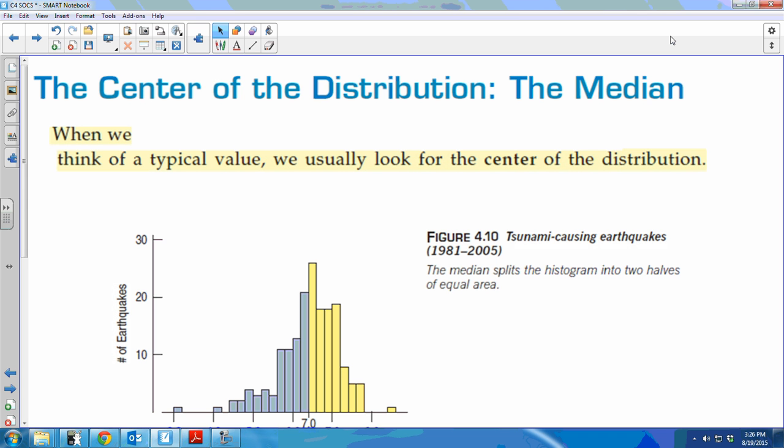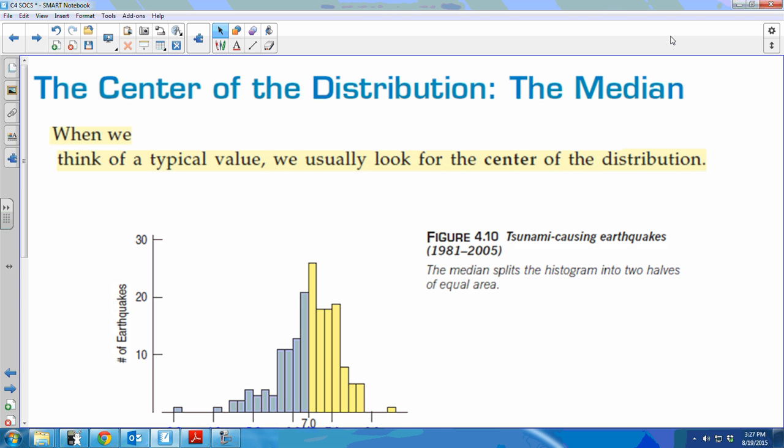Well, one easy way to measure the center is the median, right? To find the median, I'm not changing the definition of that. The median is still literally the center. So you put all of your data in order, and then you find the number in the middle. If there's two values in the middle, you find the average of those two values, right? You're splitting the data in half, okay?